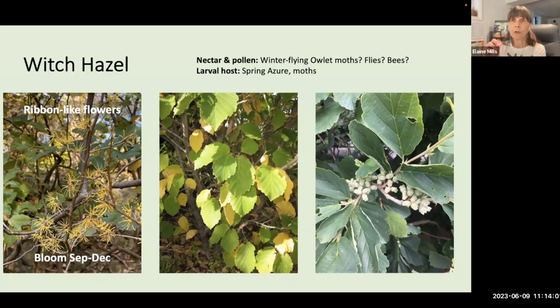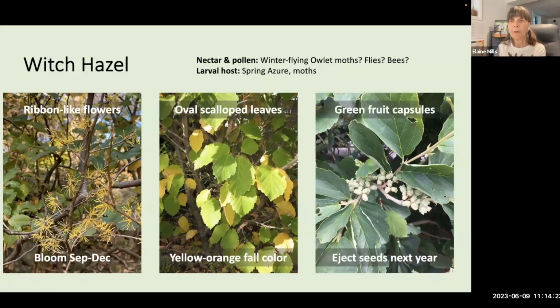I mentioned earlier that flies can tolerate lower temperatures, and some smaller bees have even been observed on the witch hazels. It has lovely oval scalloped leaves and serves as a larval host to the spring azure and some moths. And you'll see this lovely orange fall color. Green fruit capsules will eject seeds in the next season.